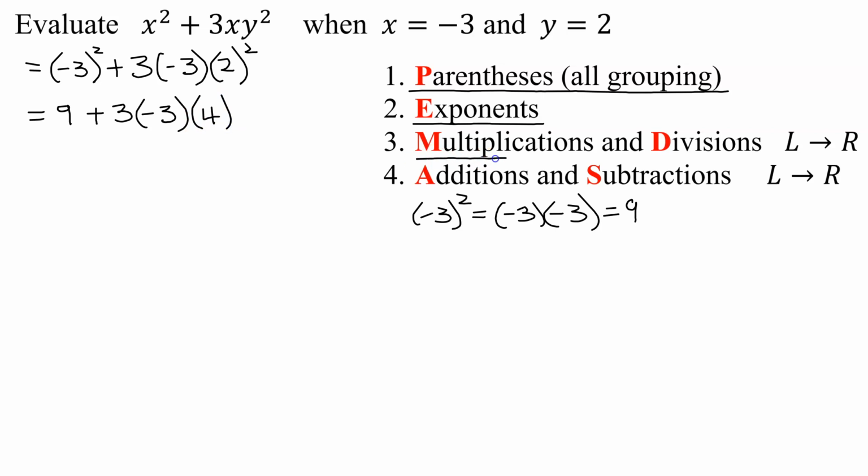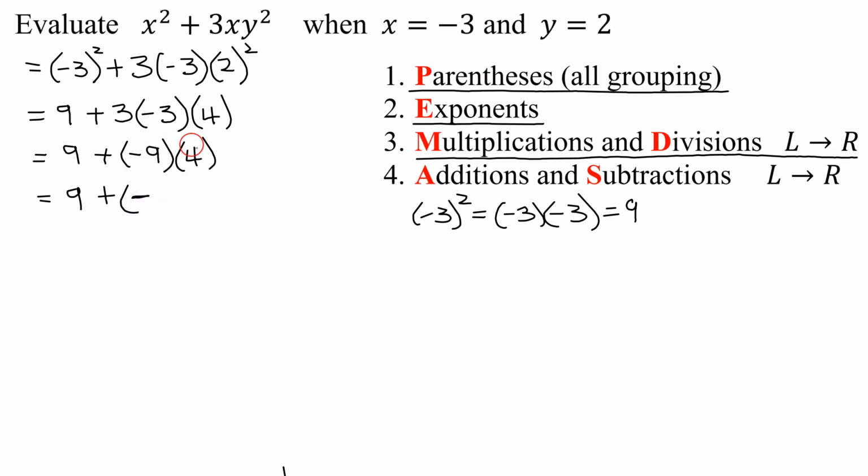So now I can go on and work on multiplication and divisions, working from left to right. So here's my first multiplication. So I get 9 plus 3 times a negative 3 is a negative 9. Since the signs are opposite, the answer is negative. 3 times 3 is 9, times 4. Do I still have any multiplications left? Yes, there's 1 here. So I'm going to get 9 plus a negative times a positive is going to give me a negative, and 9 times 4 is 36. So negative 9 times 4 is negative 36.